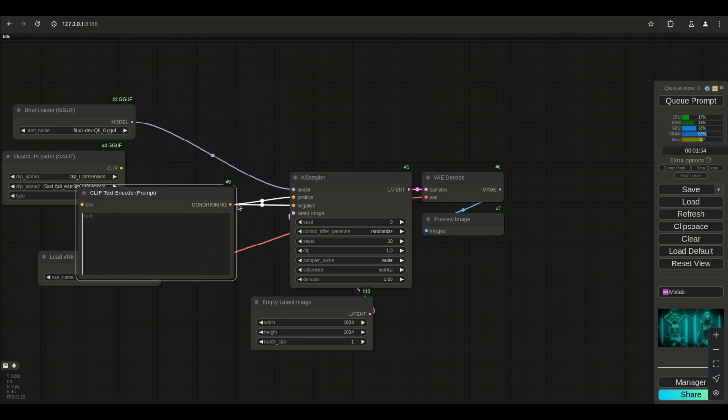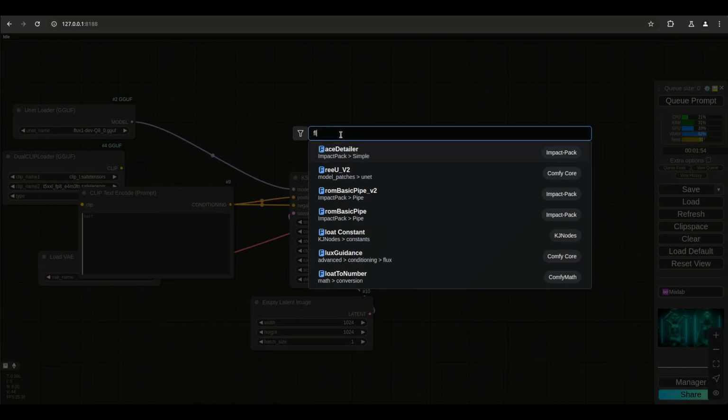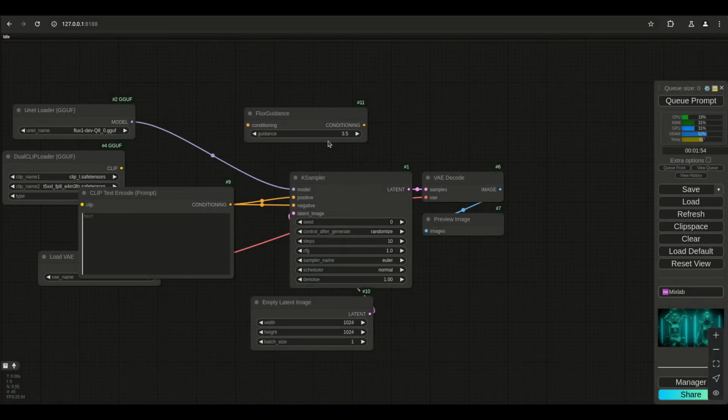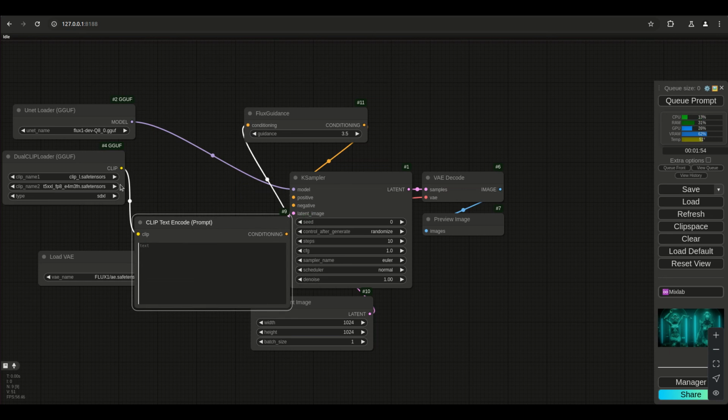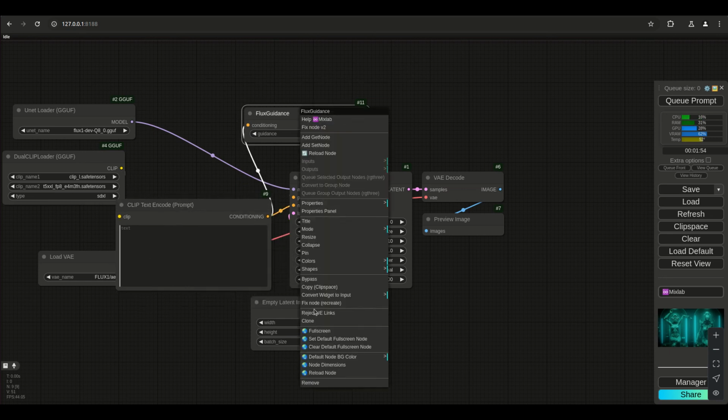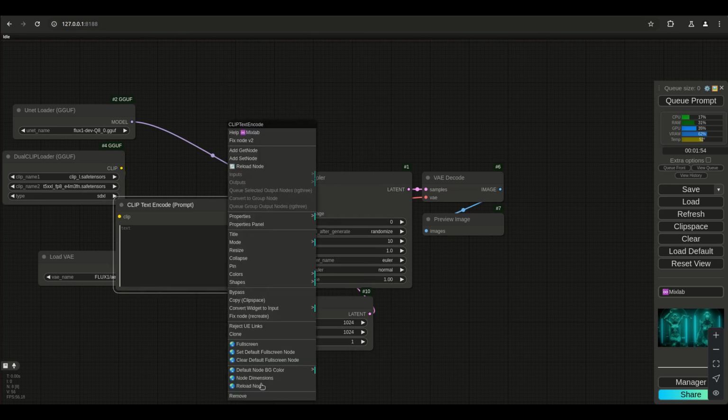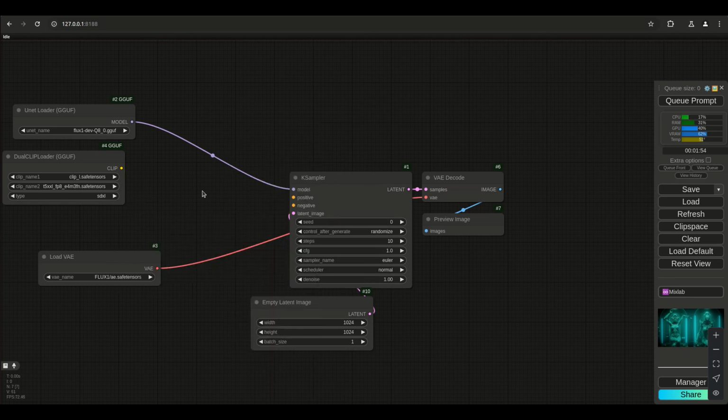So you could do it this way, where you take this and, well, actually, you do Flux guidance, and then you add in your guidance through here and then through here. The negative doesn't really matter, it just still needs to be connected in some way. You could do it this way, but you'd be missing out on something else that has to do with the dual clip loader. So I don't recommend that you do it this way at all.